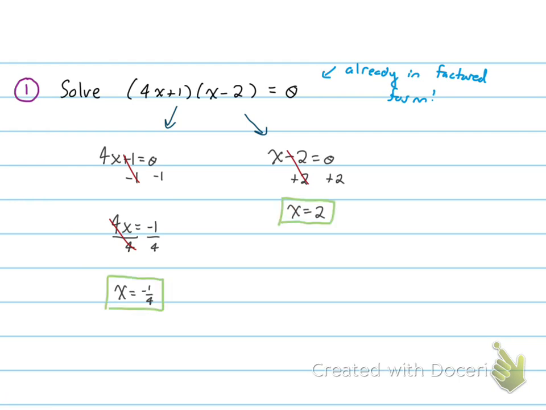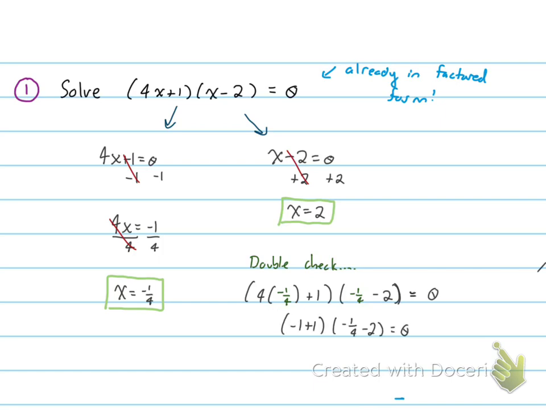Now to double check, I could plug either negative 1/4 or 2 back in. It'll still give me 0. I'm just going to show you with negative 1/4. When I plug negative 1/4 in, I'm going to focus on the left side here. 4 times negative 1/4 is negative 1. So in that left parentheses, I'm left with (negative 1 plus 1) times (negative 1/4 minus 2) equals 0. Negative 1 plus 1 equals 0.